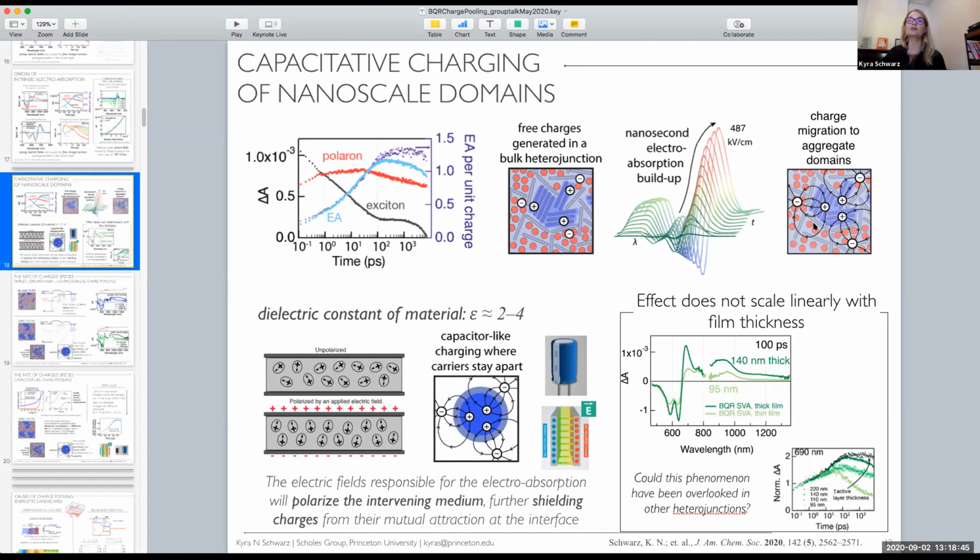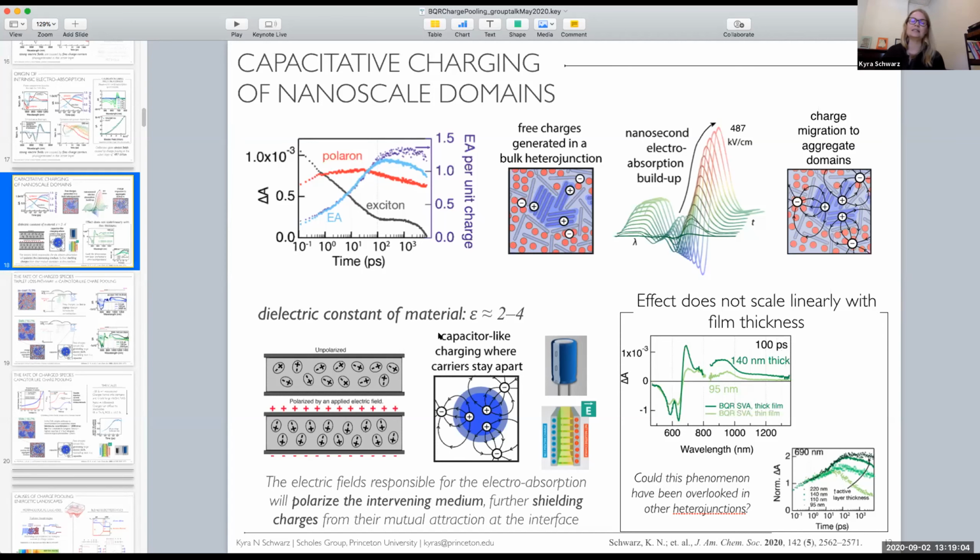But that electric field and that polaron signal is holding, it's not decaying. So we know that they're not recombining with each other. So this is really analogous to what we know happens in capacitors, where electric charge builds up.